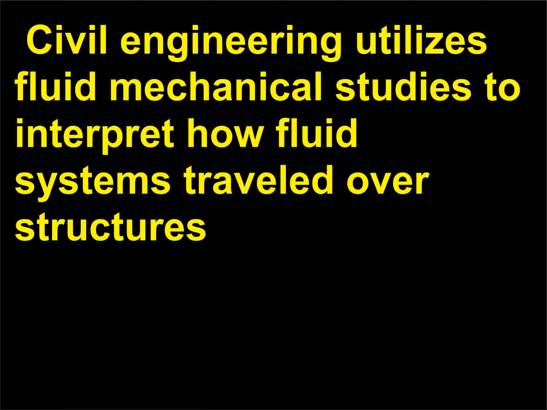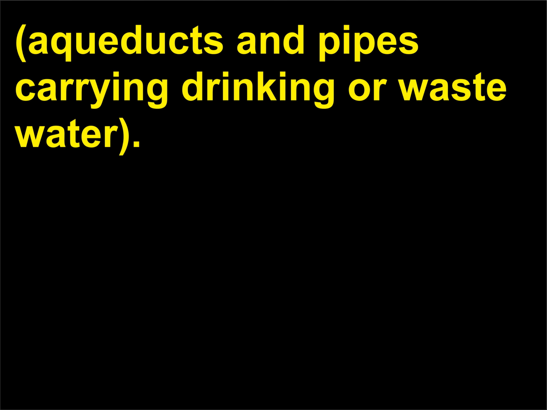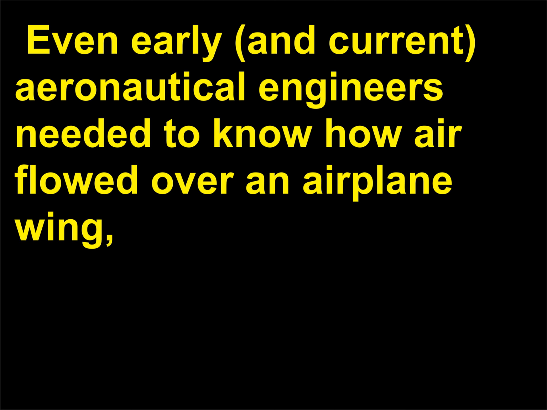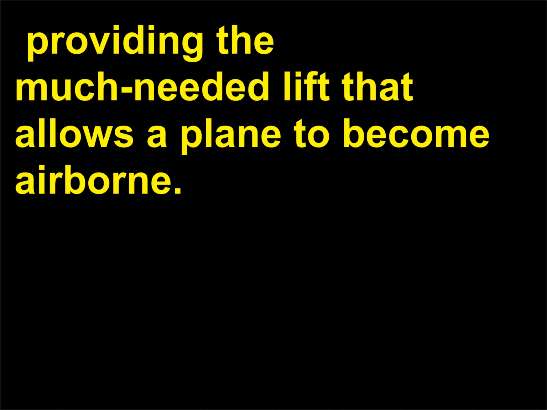Civil engineering utilizes fluid mechanical studies to interpret how fluid systems traveled over structures, such as aqueducts and pipes carrying drinking or wastewater. Electrical engineers use fluid flow to analyze how to cool electronic devices with either air or water. Even early and current aeronautical engineers needed to know how air flowed over an airplane wing, providing the much-needed lift that allows a plane to become airborne.